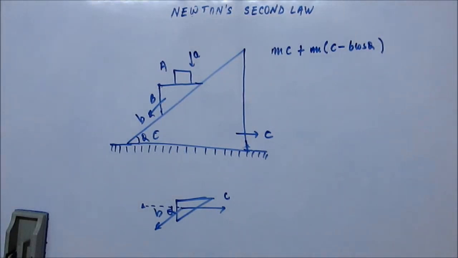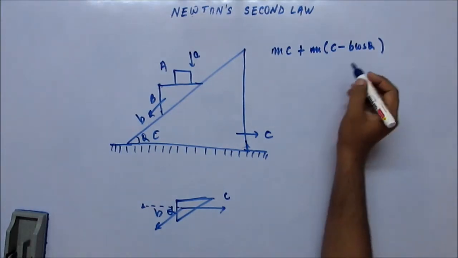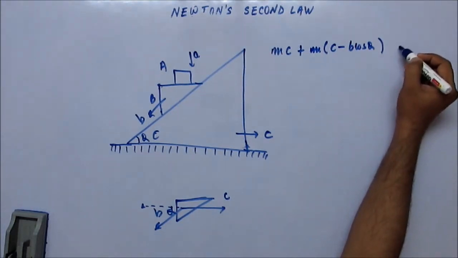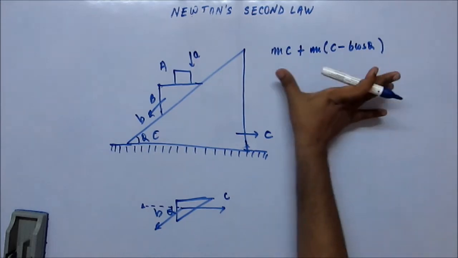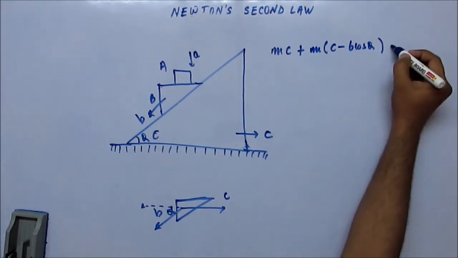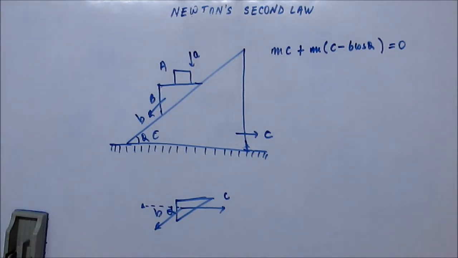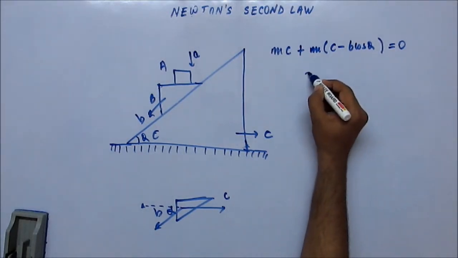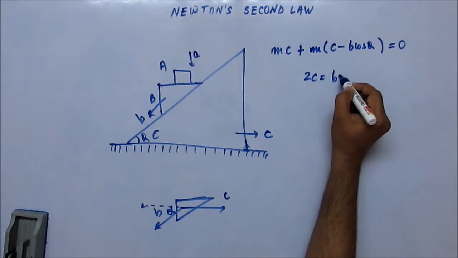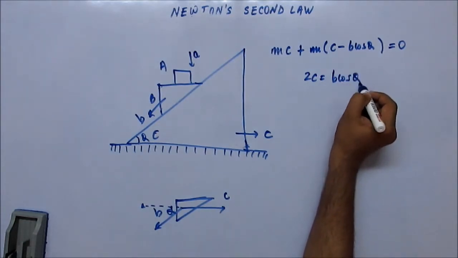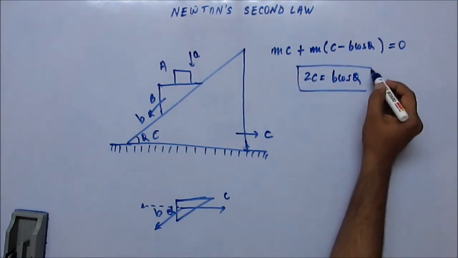And A doesn't have any acceleration towards the right because all its acceleration is vertically downward. So you'll have mass into acceleration of A, which will be 0. This is mass into acceleration. This should be equal to the net external force, which is 0. So from here, we'll get 2C is equal to B cos theta. So this is one relation.